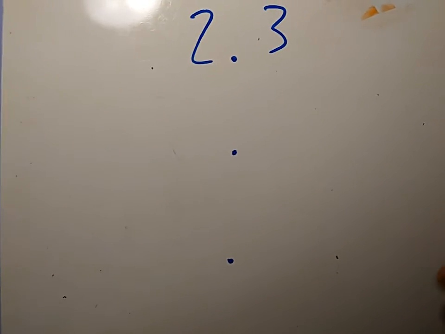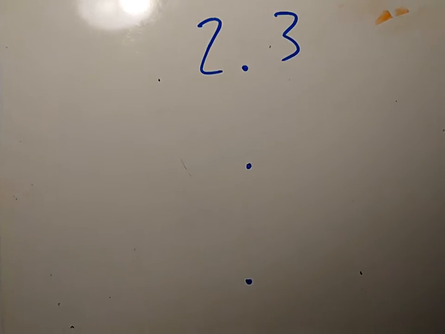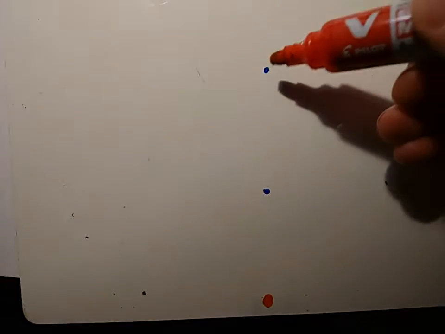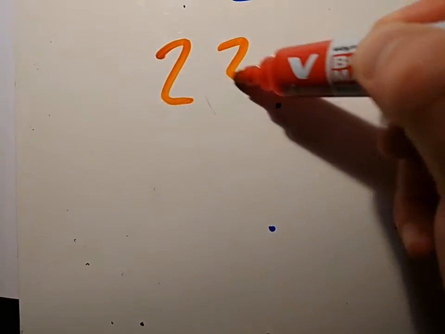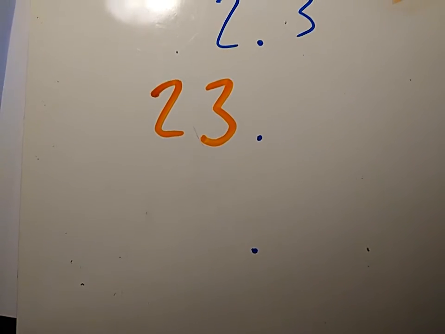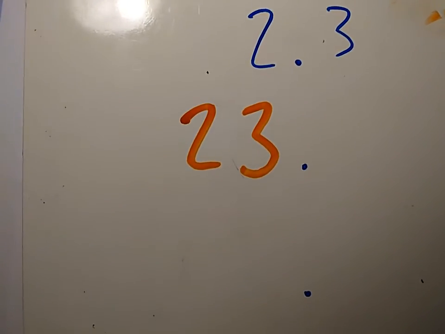But then what happens if we move it to the left? So remember, times 10, we move everything to the left, apart from the decimal, which stays where it is. So what happens if I did that? I just move everything to the left once. Okay, I get 23. If you look that up on a calculator, 2.3 times 10 is 23.